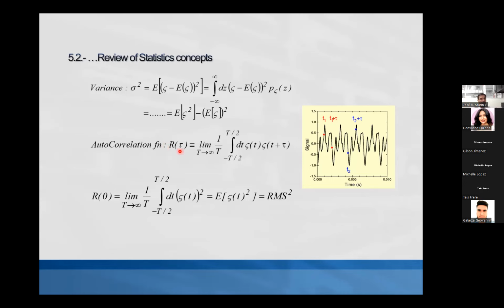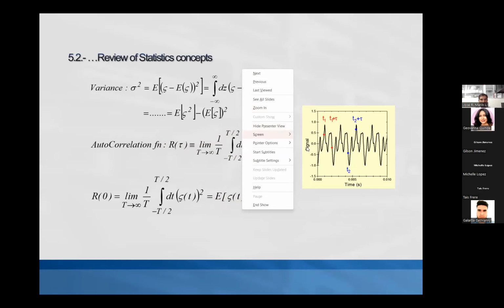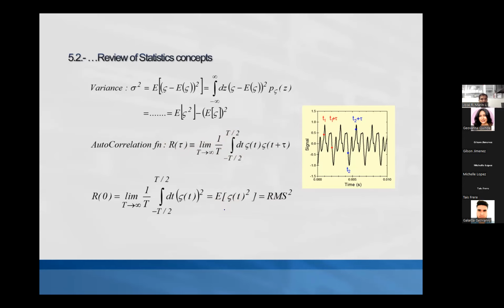If we evaluate this at tau equal to 0, then you're going to have z squared. So this is going to be the mean squared. This is what we have here. Now, in general, this is the mean squared, right? If we take the square root of this, that is what we call the root mean squared, RMS. So the RMS would be the square root of the mean squared.